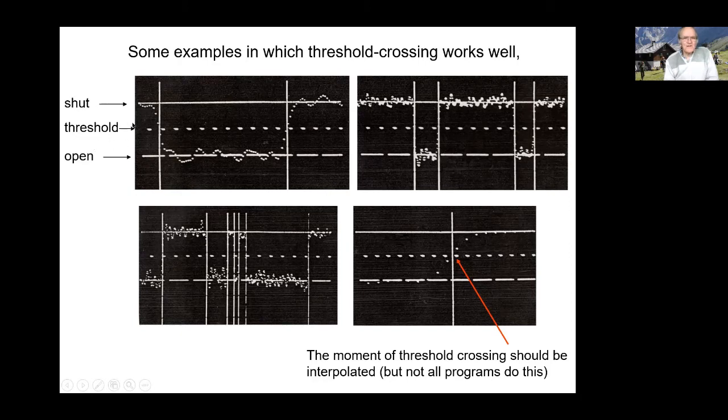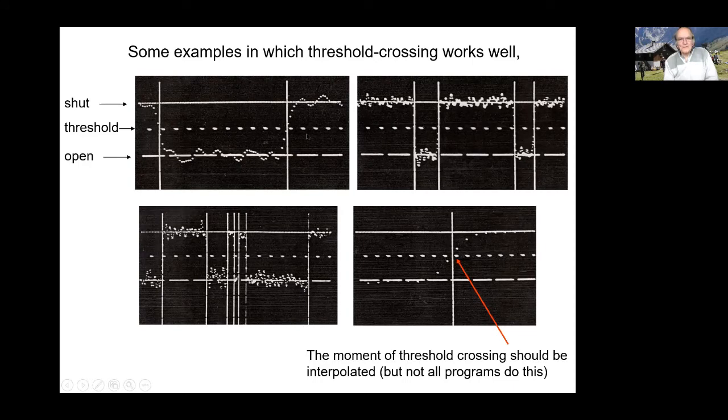This shows some examples in which threshold crossing can work quite well. Here's a long opening, it's downwards, the dots are the digitized signal. That line is the shut level, this is the open level, the dashed line is halfway between them, and the points at which they cross are a good measure of the length of that opening.